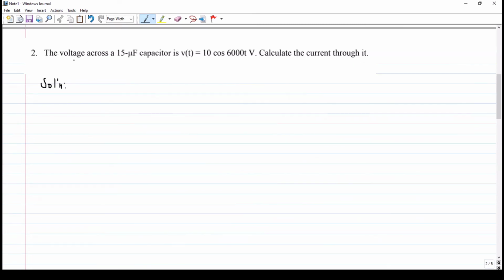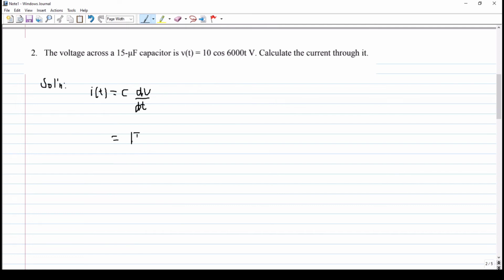Next problem, the voltage across a 15 microfarad capacitor is v of t equals 10 cosine 6000 t volt. Calculate the current through it. So apply this formula, i of t is equal to C dV over dt. Okay, so you can substitute the C and V.